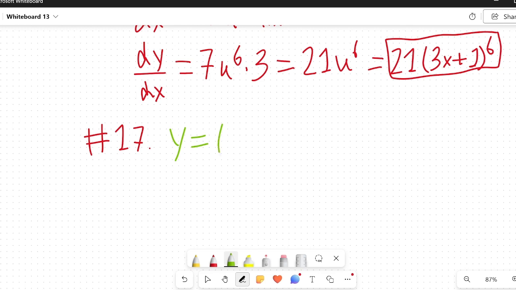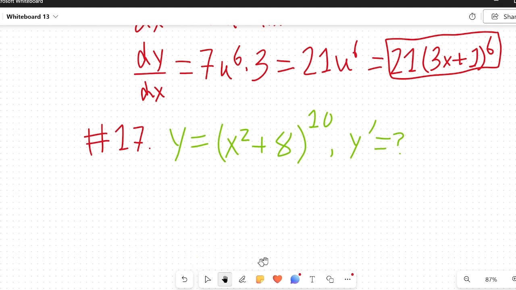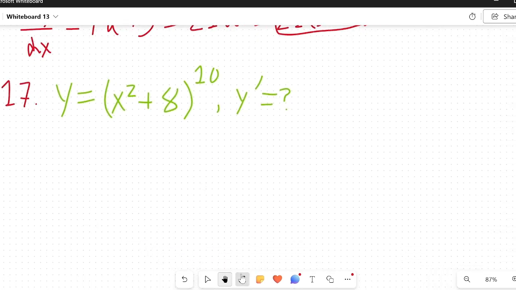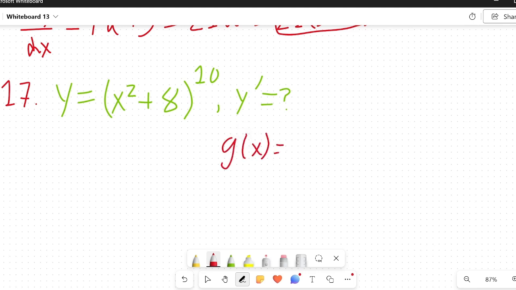Let's do x squared plus 8 to the power of 10. So what would y prime be? In this case, we will break it up into two functions. We can think about this as g of x equals x to the 10th. So this is the outer function.